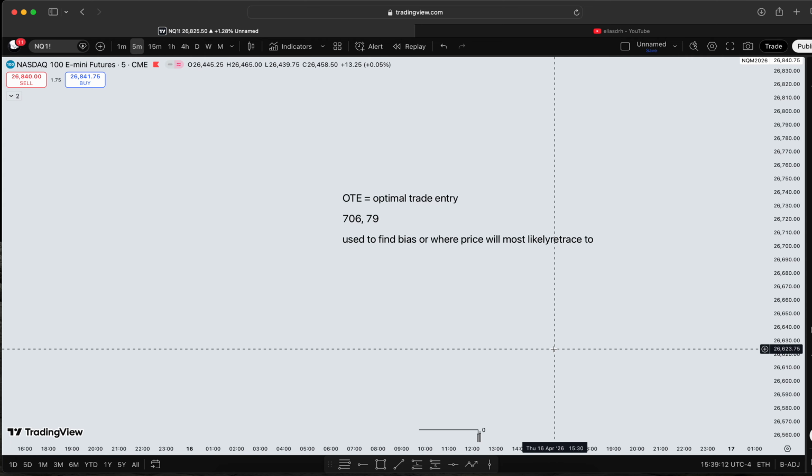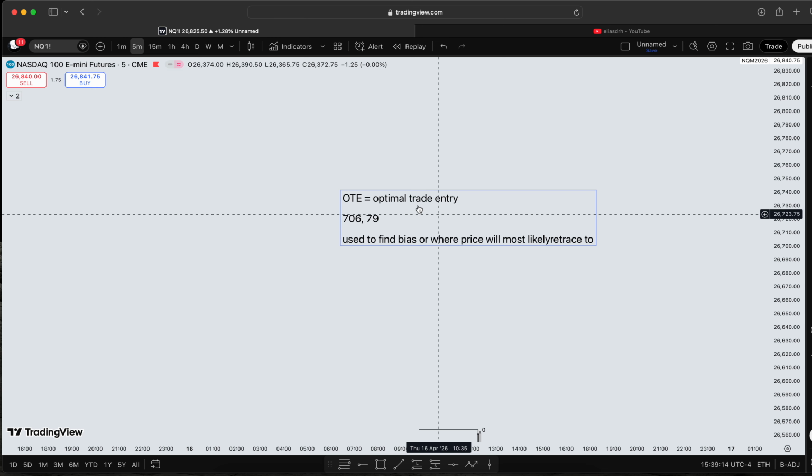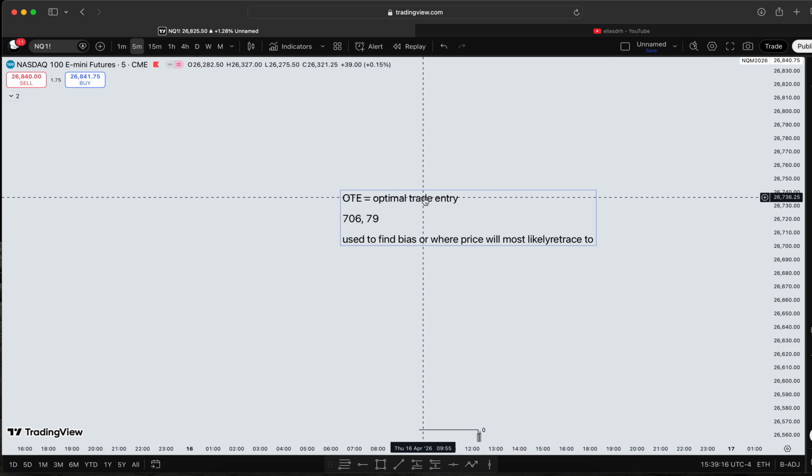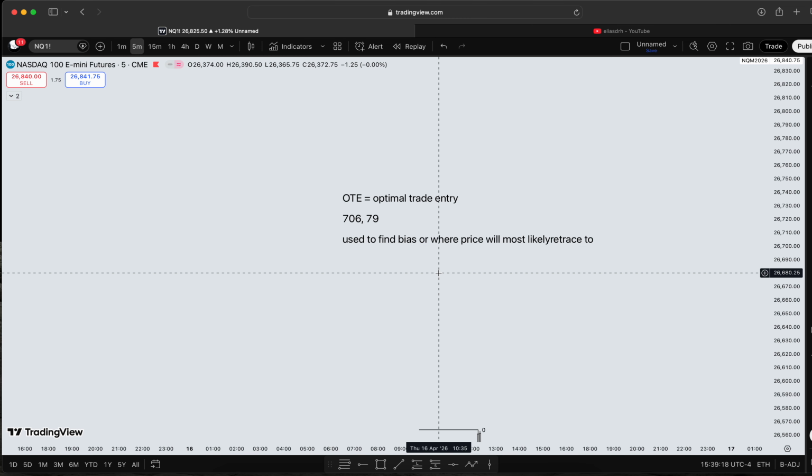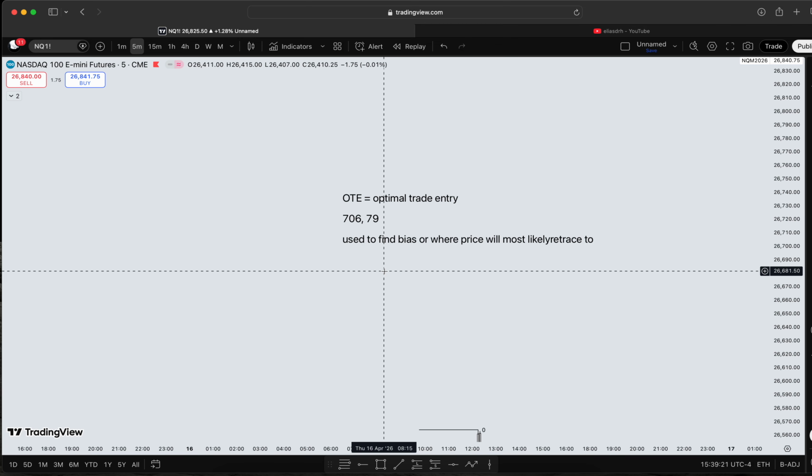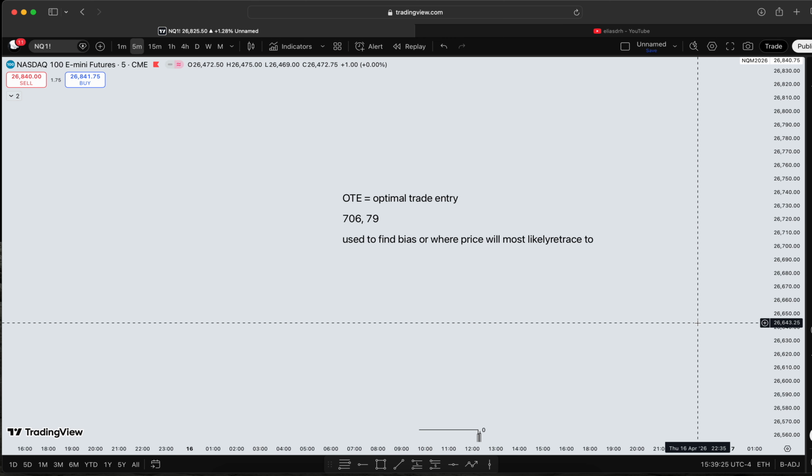Why do we use this? Obviously, as it says itself, it gives us a better optimal trade entry, so better entries, less risk. And it can also be used to find your bias or where price will most likely retrace to.